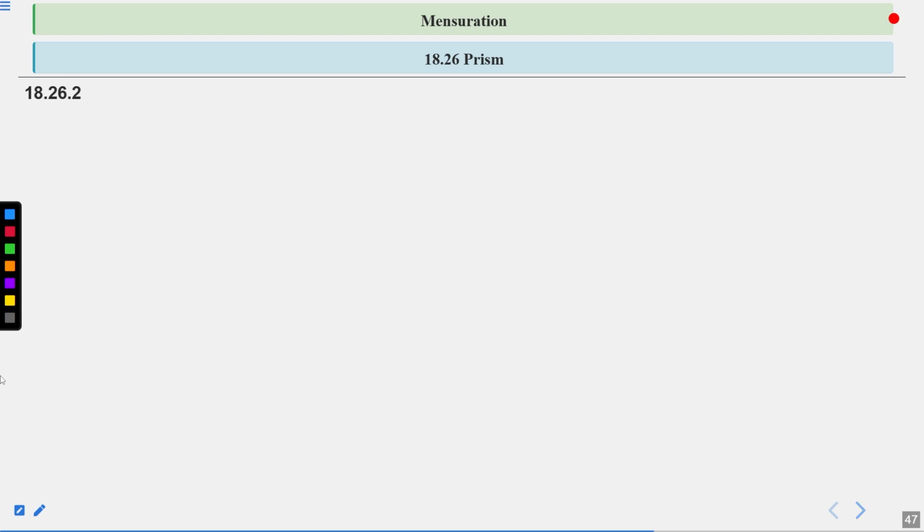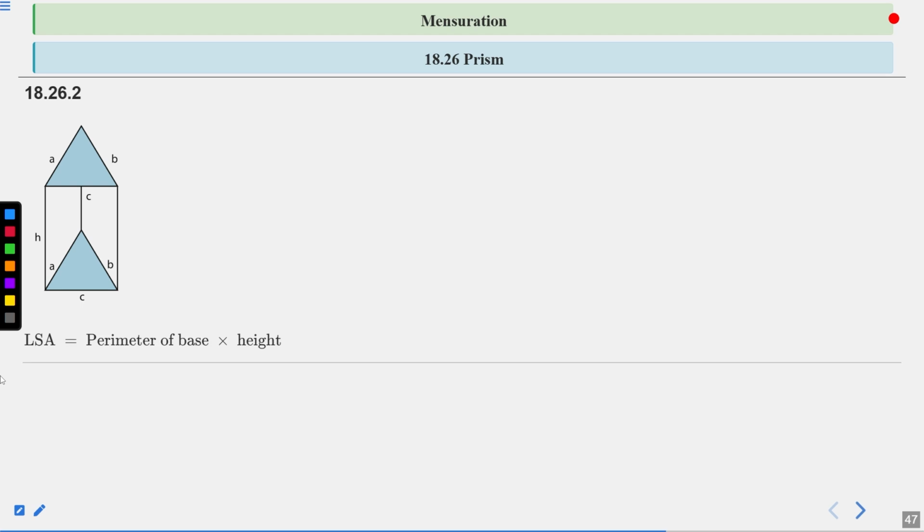So next one, formula related to prism. So this is the diagram. Now the lateral surface area of the prism will become perimeter of the base multiplied by the height. Next one.